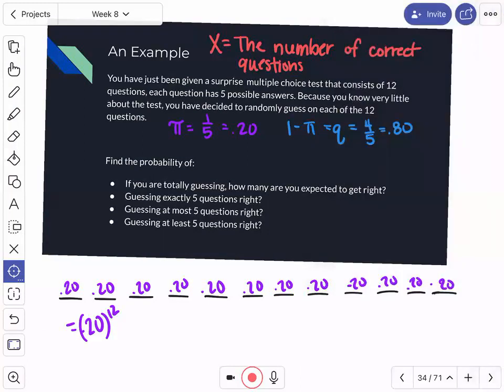I'm asking you right now though to find the probability of guessing exactly 5 questions right. Well, I want to guess exactly 5 questions right. What does that mean? How does that change things?